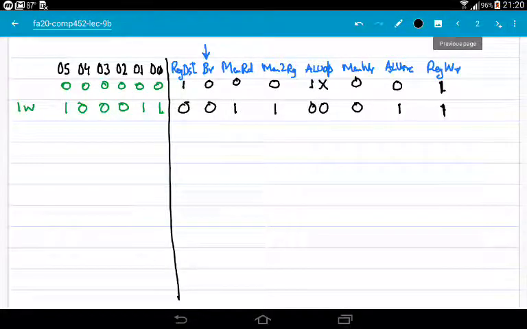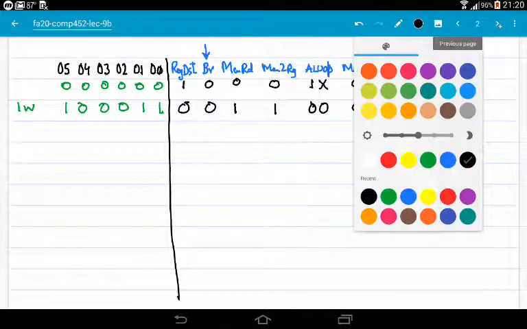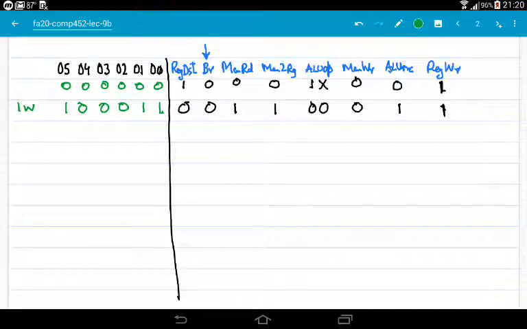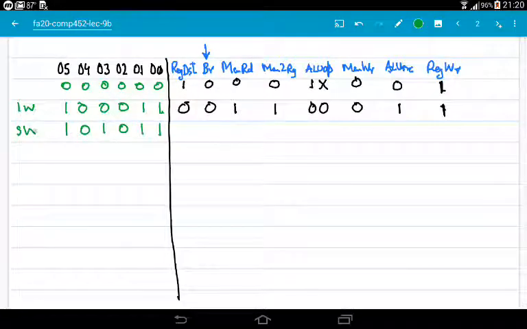Now let's come here. We have store word instruction. So the opcode of store word instruction is 101011. This is the opcode of store word instruction.